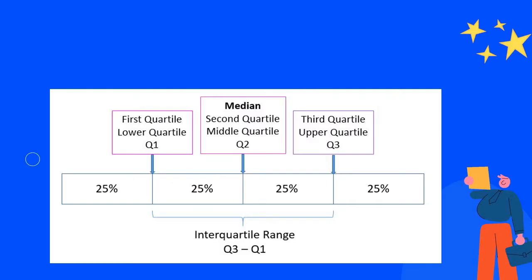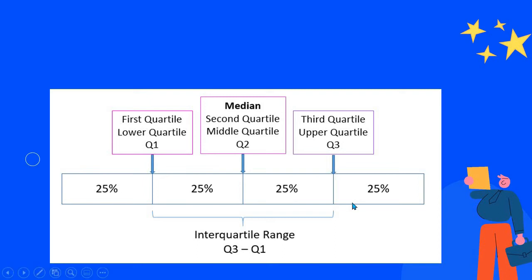We have defined already the first quartile, the second quartile, and the third quartile. Take note again that Q2 is our middle quartile or the median of the data set. The first quartile is the lower quartile and the median of the lower half of the data set, while the third quartile is the upper quartile and the median of the upper half of the data set.